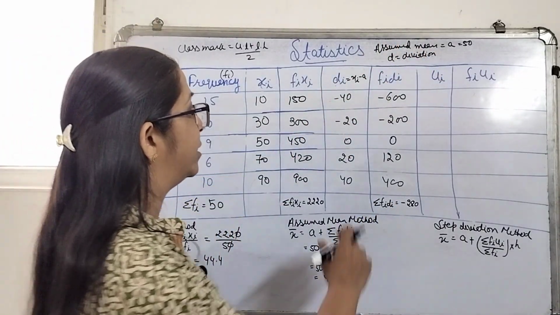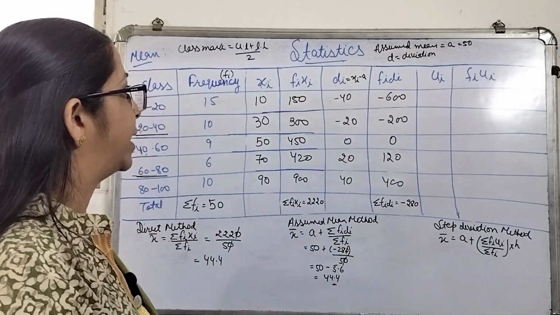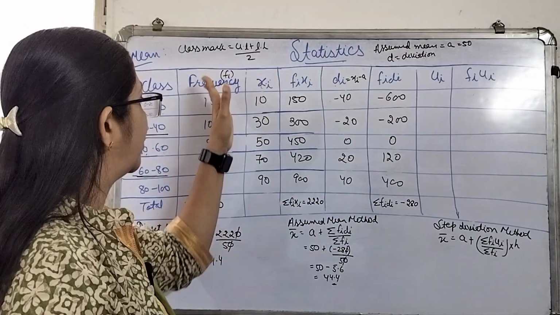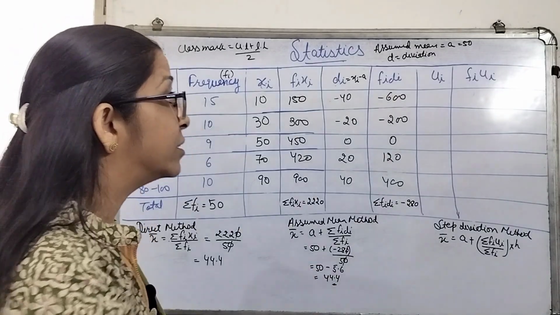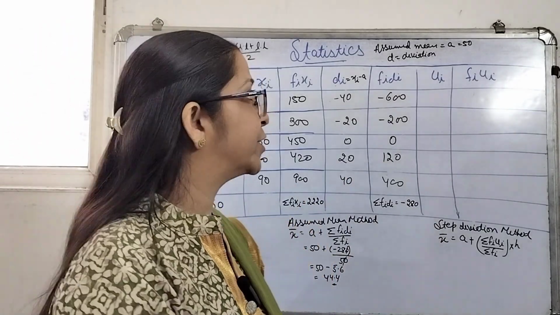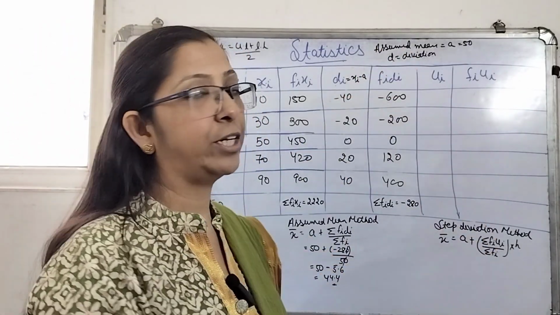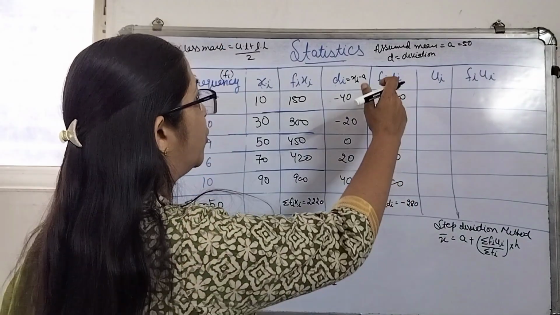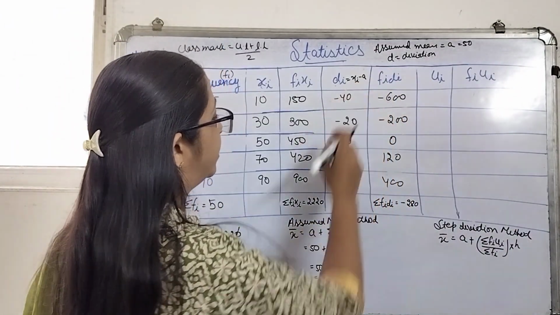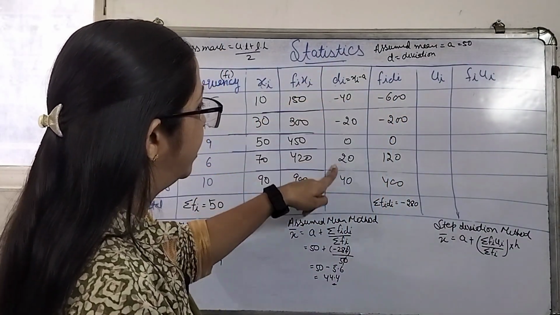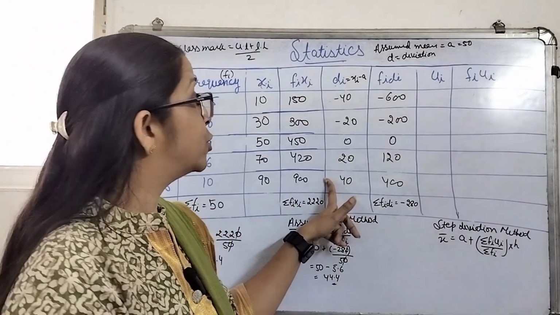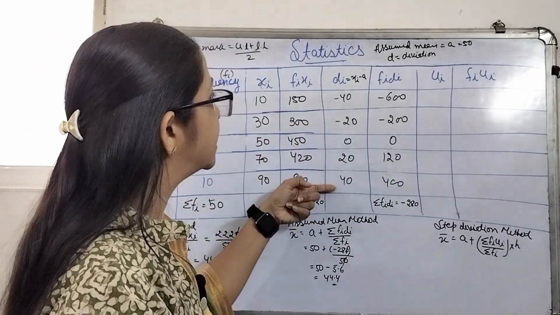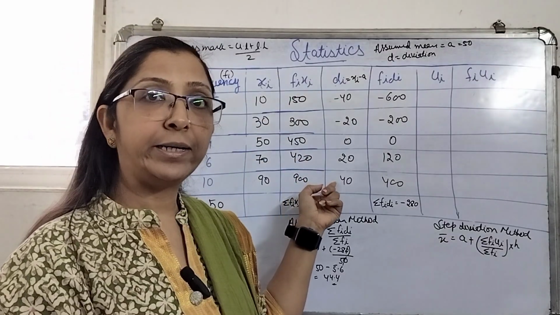Now, just now I said that the frequency and xi are not big numbers. But if they are big numbers, we can further reduce our calculation by the step deviation method. Over here, if you look, these di are all multiples of 20, so we can divide all these numbers by 20.